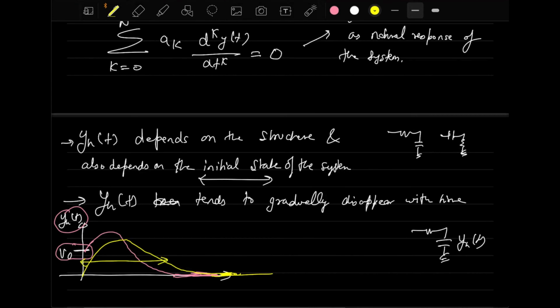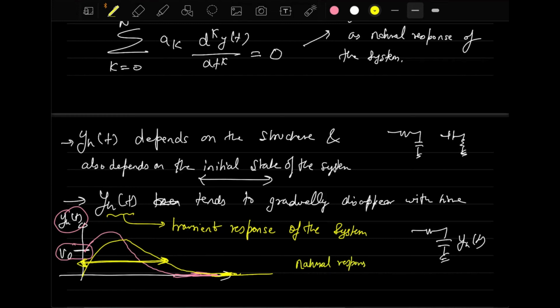So sometimes yst is also called the transient response of the system. The reason we call it a transient response is that it remains for a while and then it goes away. It is a small period of time where the response of the system will be there. So it is very important to keep in mind that yst is also called the transient response of the system, and it is the homogeneous solution, basically the natural response of the system.